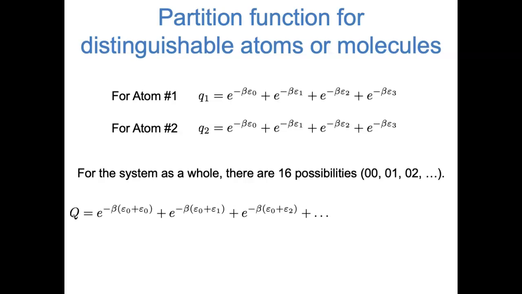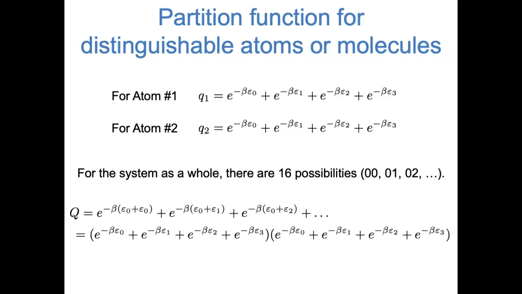And so this partition function, capital Q, for the whole 2-atom system, is going to be a sum of 16 terms that look like this. The first term, e to the minus beta times epsilon 0 plus epsilon 0, corresponds to the case where both atoms lie in the ground state. And so on. There's a term for each of the 16 possibilities. It turns out that you can take this sum of 16 terms and factor it out into the product of two sets of 4 terms.